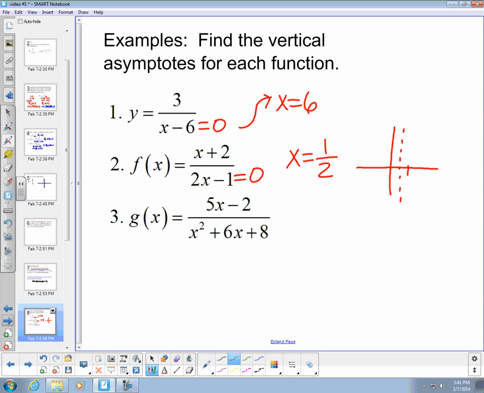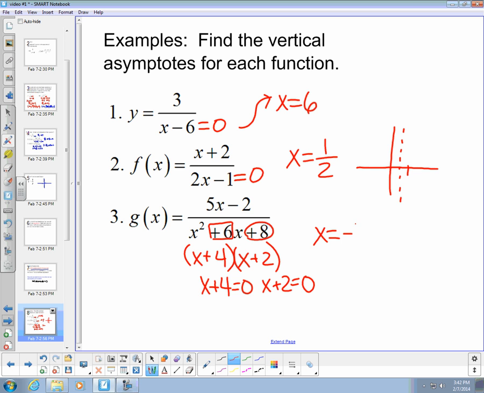Okay. For number 3, we have to factor first. So x times x is x squared. We need numbers that will multiply to give us 8, but add up to 6, and that would be 4 and 2, both positive. So if I set those both equal to 0, then I'm going to have 2 vertical asymptotes this time. So one at x equals negative 4 and x equals negative 2. I have 2 vertical asymptotes on this graph.